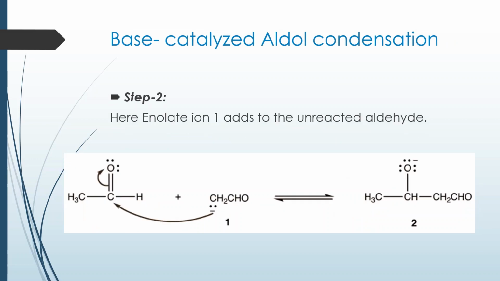In step 2, what happens? This carbanion, that is the one molecule of acetaldehyde, attacks the carbon atom of another acetaldehyde molecule, that is, it attacks on the carbonyl carbon of the another molecule of acetaldehyde. When it attacks, it gives you this product.